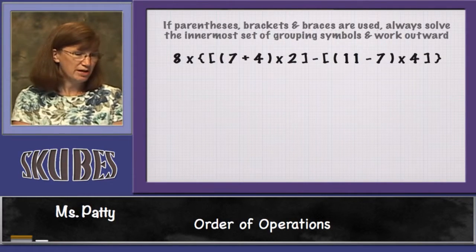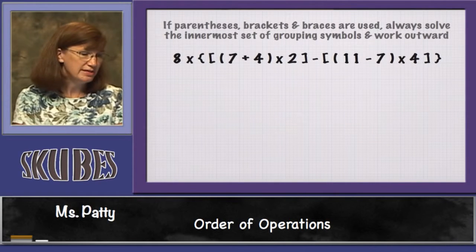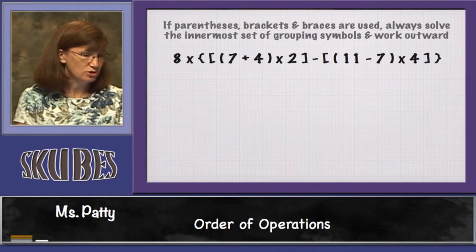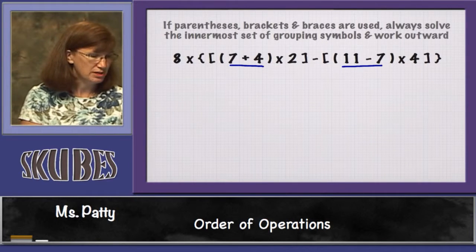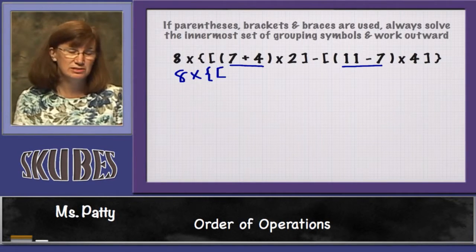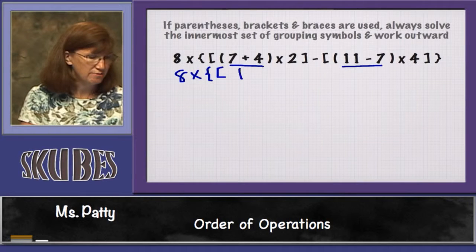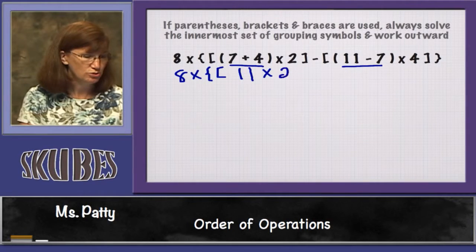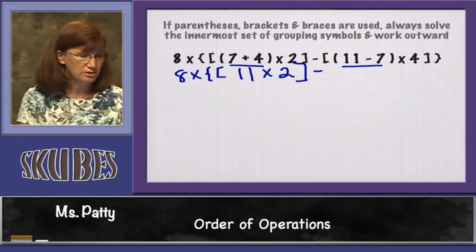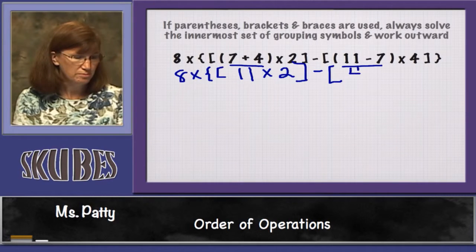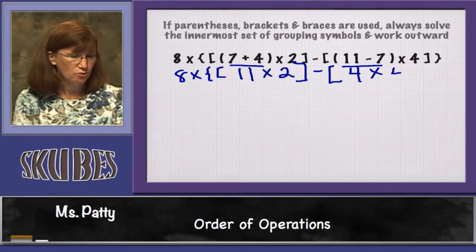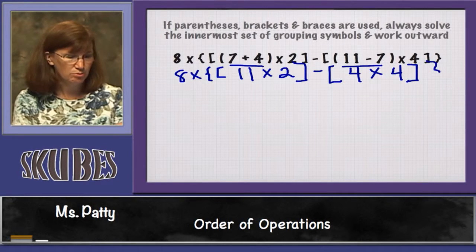The next one's going to look very complicated, but remember, we solve the inmost set of groupings first and we work outward. That means we will start with 7 plus 4 and 11 minus 7. So we'll say 8 times, draw your brace and your bracket. We're going to solve the parentheses. 7 plus 4 is 11 times 2, write your bracket, minus, write your bracket again. 11 minus 7 is 4 times 4, bracket, and then brace.